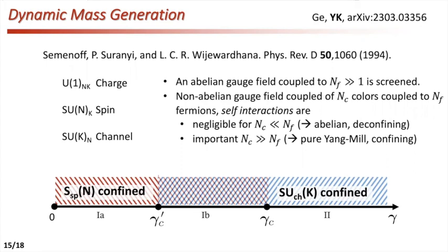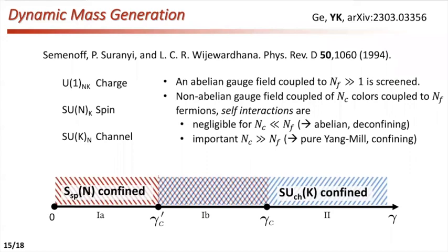If you have a non-abelian gauge field, it's more complicated. It depends on what happens to the self-interaction. If the number of fermion flavors is more than the number of colors, then the self-interactions are negligible, and this is like an abelian field. Again, it will be deconfining. However, if the number of colors, the size of the group, is much larger than the number of F electrons, then it becomes a pure Yang-Mills theory, which is confining.